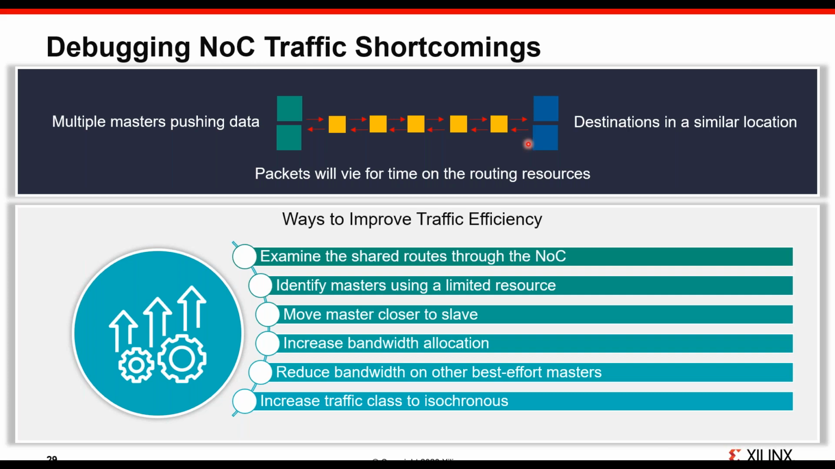Whereas if it comes back and starts complaining about certain areas, well, there are ways to improve traffic efficiency. So you might want to examine what are the shared routes to the NoC? Do I have too many key masters that are sharing the same paths? Maybe I can change some of the areas that they come in at that point. So again, identify the masters using a very limited resource at that point.